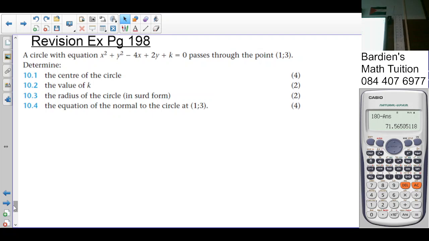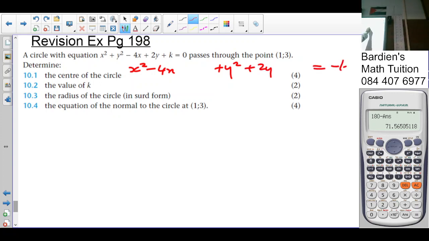Determine the center of the circle. Okay, we just do it again. Determine the equation. So we have x squared minus 4x plus y squared. What I'm doing is calculating the center of the circle. That's almost a given to do, okay? It just makes your life so much easier.